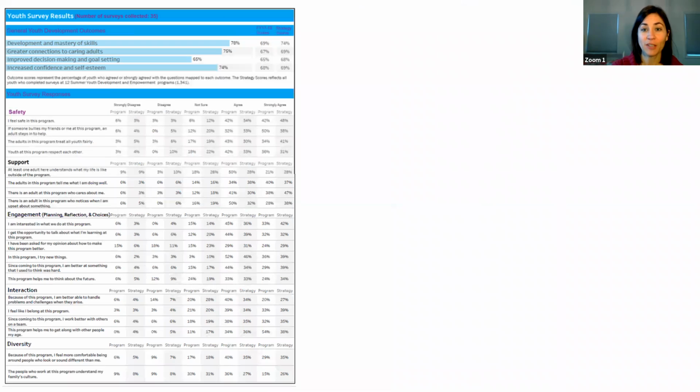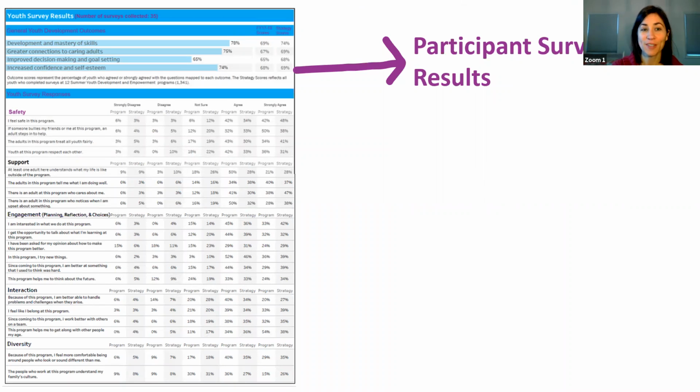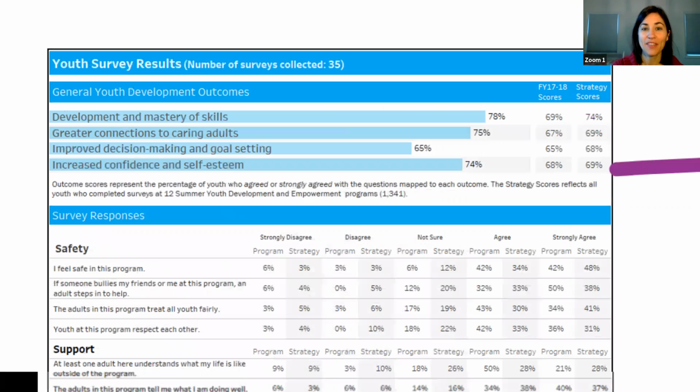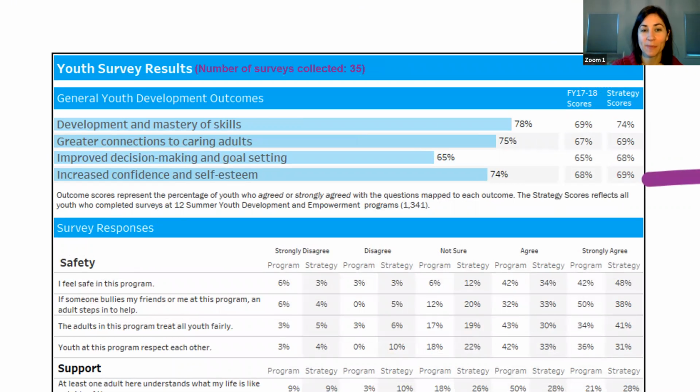The third page includes detailed information about the results from the participant survey. At the top of the page, you'll see the total number of participants who submitted surveys, followed by participant outcomes that are relevant to your program. For programs that serve youth, you will find general youth development outcomes on this page. The percentages in the outcomes section reflect the percentage of participants who agreed or strongly agreed with questions mapped to each outcome.